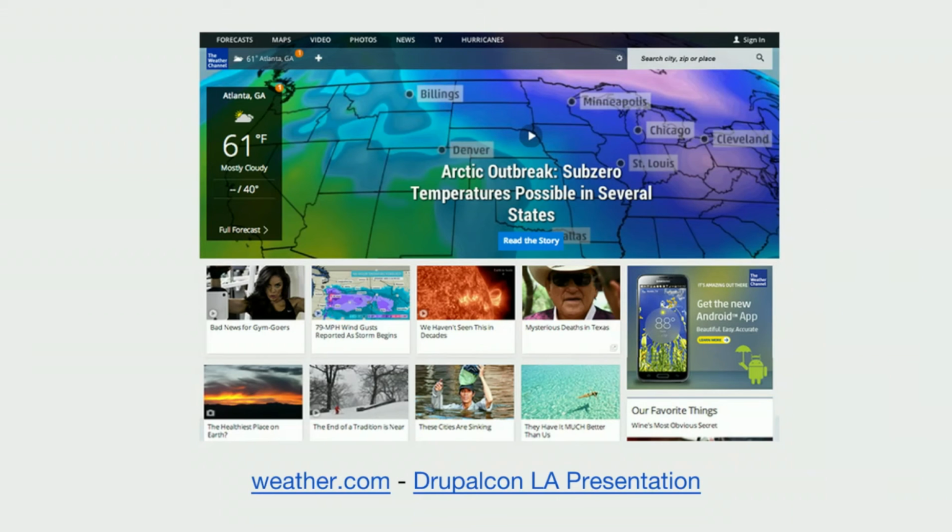There's a great DrupalCon LA presentation talking about how they built it. They took advantage of edge side includes to load portions of the page individually and serve very diverse content to very diverse audiences, right? Because the weather is different in every part of the country, so it's, again, difficult to cache.